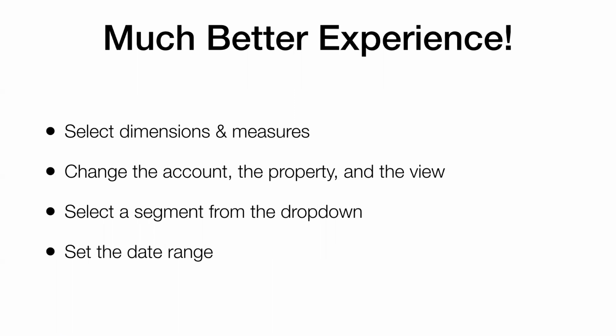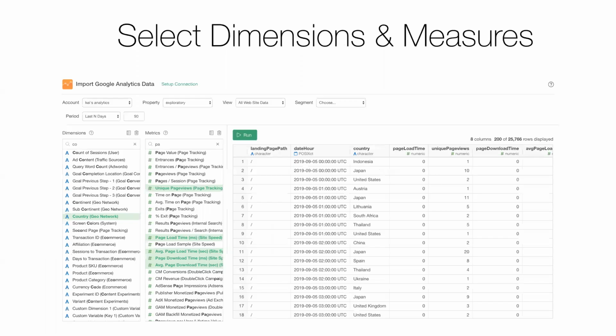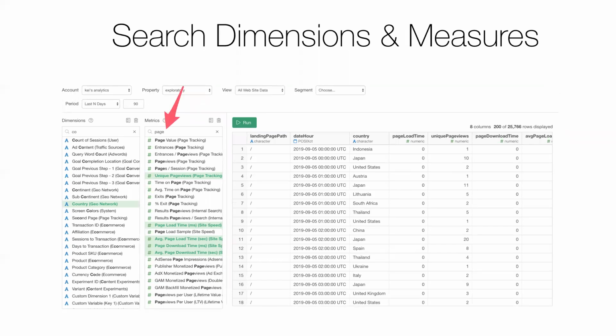So these are the 4 areas. Let's go one by one. Select dimensions and measures. Here, on the left hand side, you have the dimensions and metrics area. All you need to do is select whatever dimensions and metrics you're interested in. Then you click the run button on the right hand side, and you get that data from the Google Analytics cloud. And then you can search the dimensions and measures by just typing it.